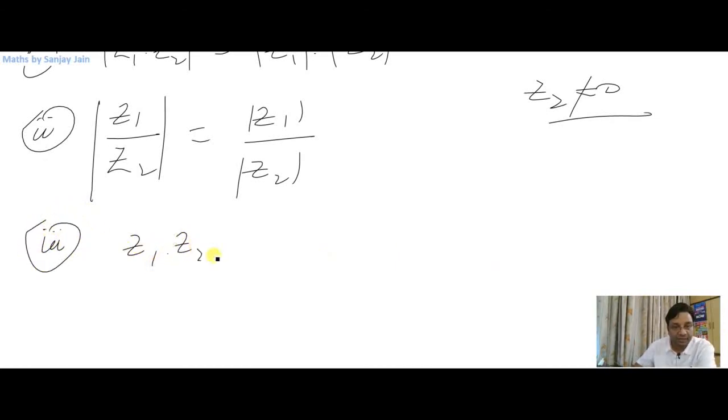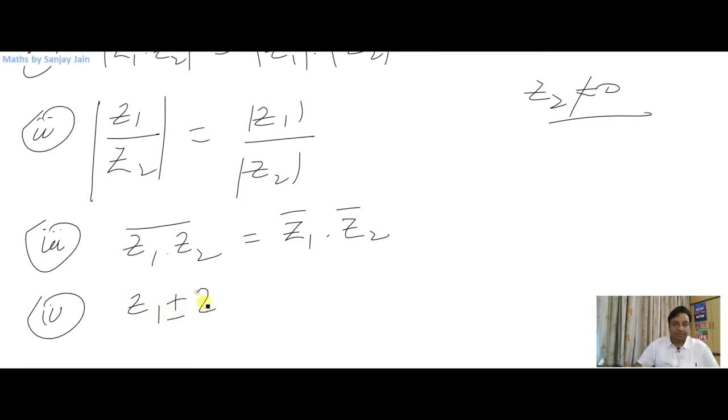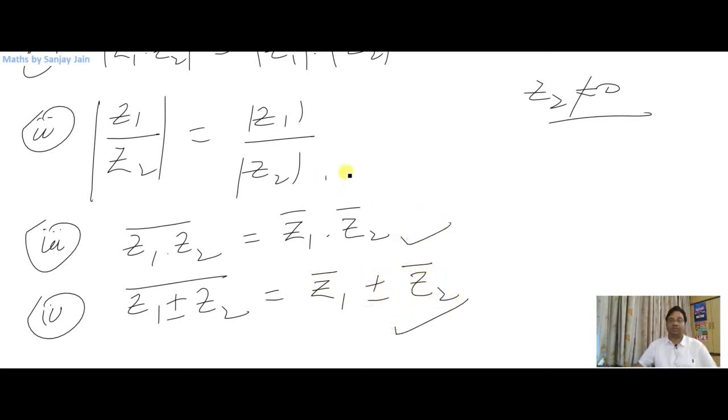The conjugate of z1 into z2 will be equal to z1 conjugate into z2 conjugate, right? So the conjugate of the product of two complex numbers is equal to the product of the conjugates of those complex numbers, right? And z1 plus minus z2, let us say, and you take the conjugate of it. So you can write it as z1 conjugate plus minus z2 conjugate. So these are some of the properties that you need to take care of.